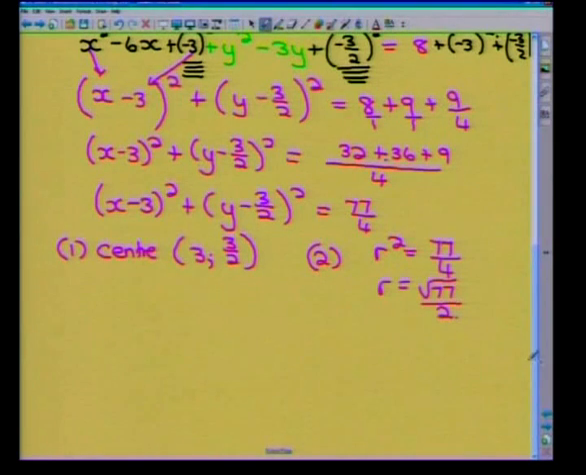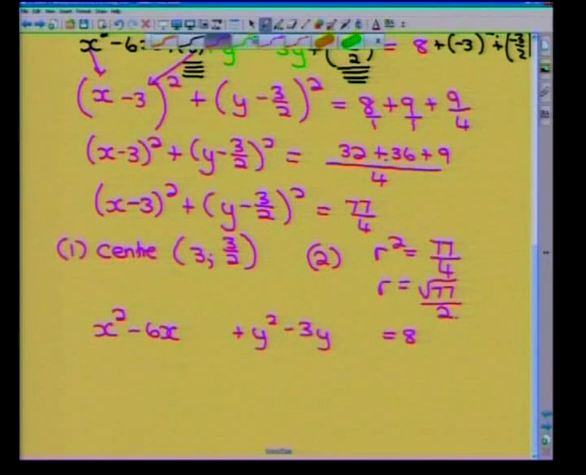Right, so now let me go back to what I was saying. I said to you some teachers would prefer you to do this. I would like to show you what I prefer to do. X squared minus 6x, leave a space, y squared minus 3y, leave a space, equals 8. So right, I would go across here. Let's change the color of our pen so you can see what I'm doing.